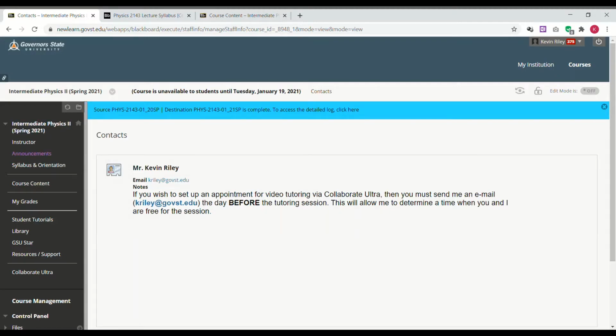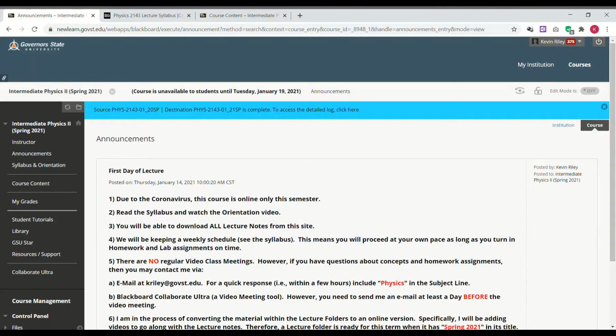Next thing to note is you will be going to this page whenever you click on the Blackboard. This is the announcement page, and whenever I have important announcements, I place them on the announcement page, and you should actually be getting an email message of this. And of course, because we have the COVID virus, we can't do anything at school.